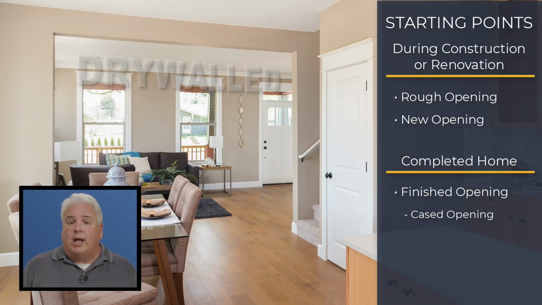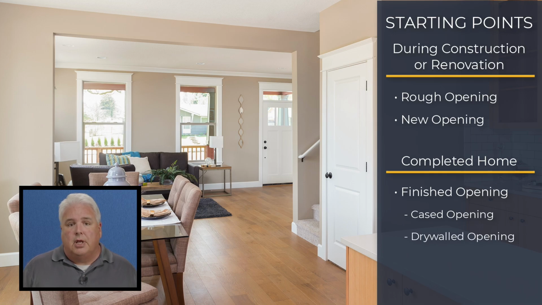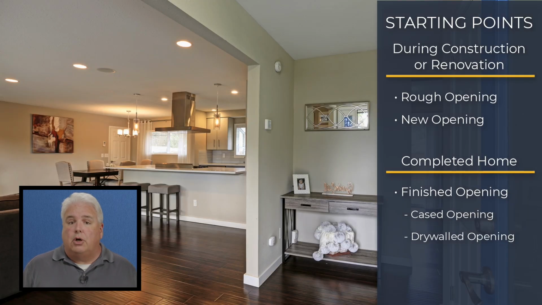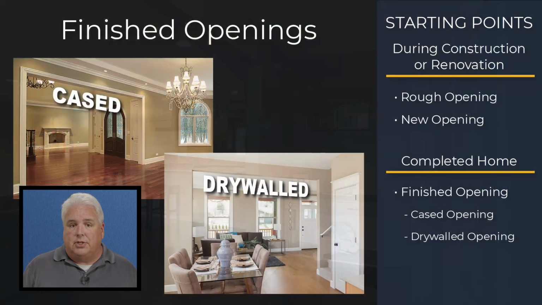Drywalled openings are a second type of finished opening. Drywalled openings are found in the same location as cased openings, but do not have any casing around the perimeter of the opening, only drywall. Drywall is also wrapped around and through the interior of the opening, so drywall covers all faces of the opening.